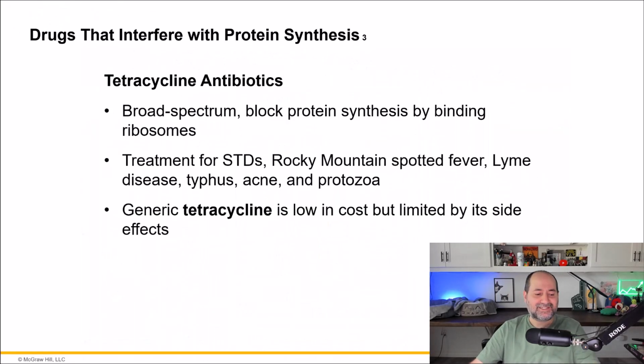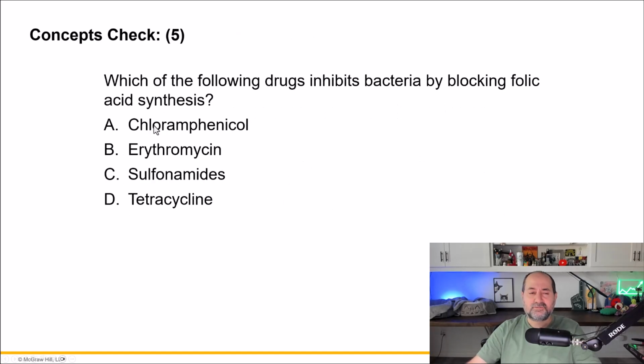And do you remember that tetracycline was also an antibiotic that was important? Tetracycline blocks protein synthesis, though it can have adverse side effects. And so concept check number 5, which of the following drugs inhibits bacteria by blocking folic acid synthesis? Remember, that was the sulfa drugs or the sulfonamides.